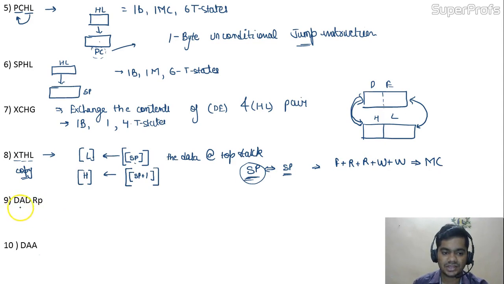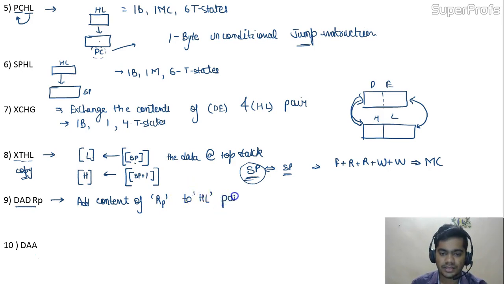Now the ninth instruction is DAD RP. So what is it going to do? It would add the content of register pair to HL pair. Okay, so there would be no change in the content of accumulator, as there is an addition process going on. It is just adding the content of register pair to an HL pair.